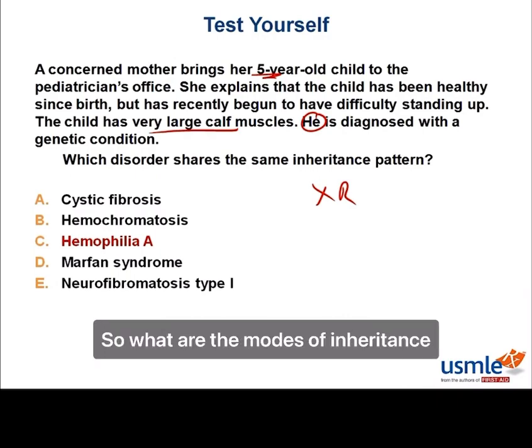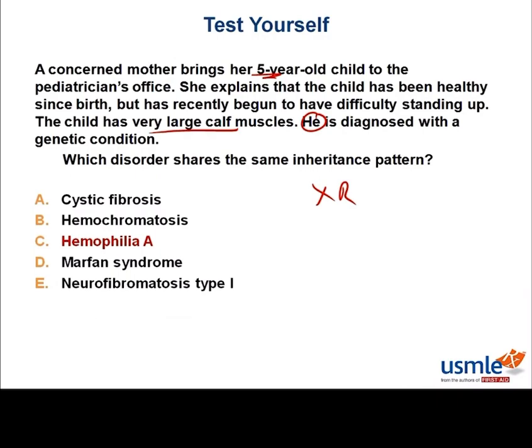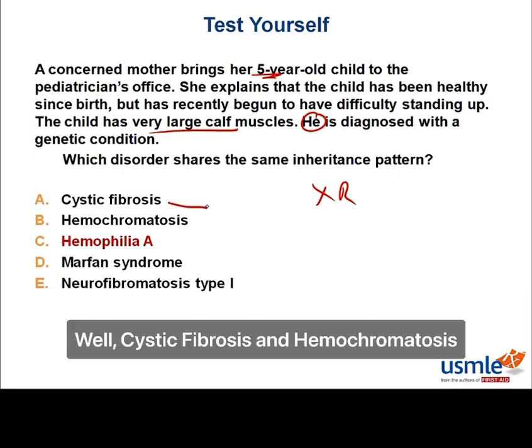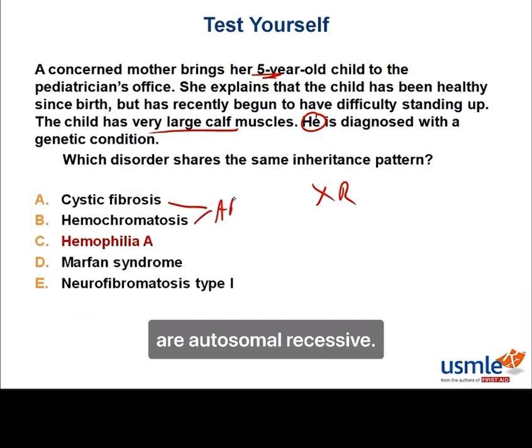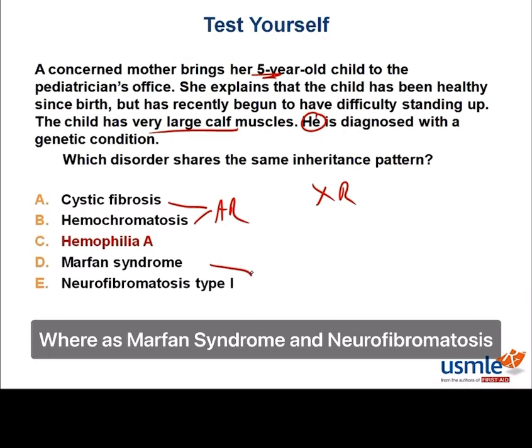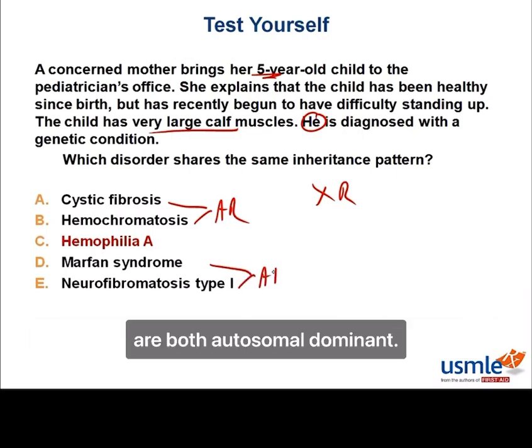So what are the modes of inheritance for these other diseases? Well, cystic fibrosis and hemochromatosis are both autosomal recessive, whereas Marfan syndrome and neurofibromatosis are both autosomal dominant.